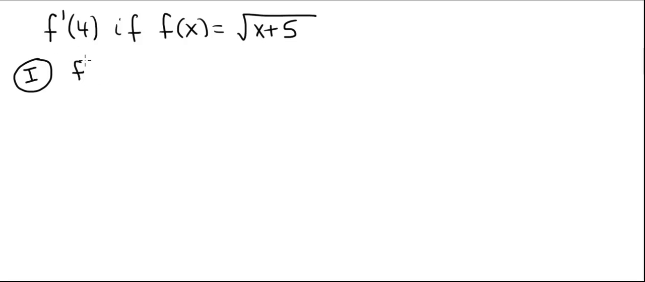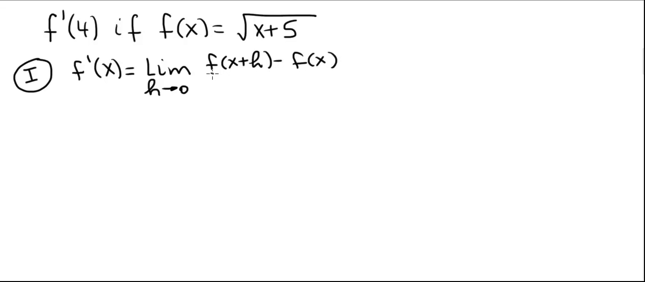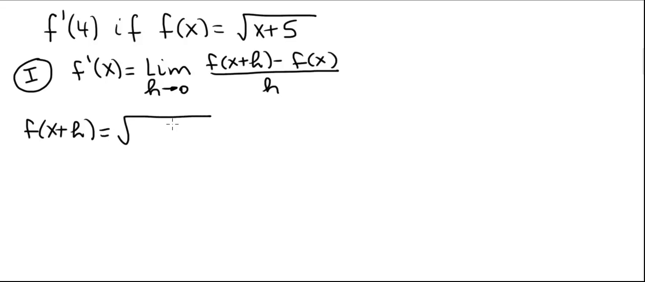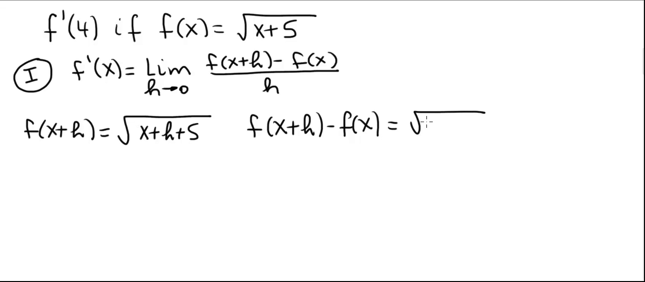First method, we're just going to compute the derivative. By definition, f prime of x is equal to the limit as h approaches 0 of f of x plus h minus f of x, divided by h. So let's compute each part first. f of x plus h is just the square root of x plus h plus 5. The next step is to take f of x plus h and subtract f of x, and that's equal to the square root of x plus h plus 5 minus the square root of x plus 5.